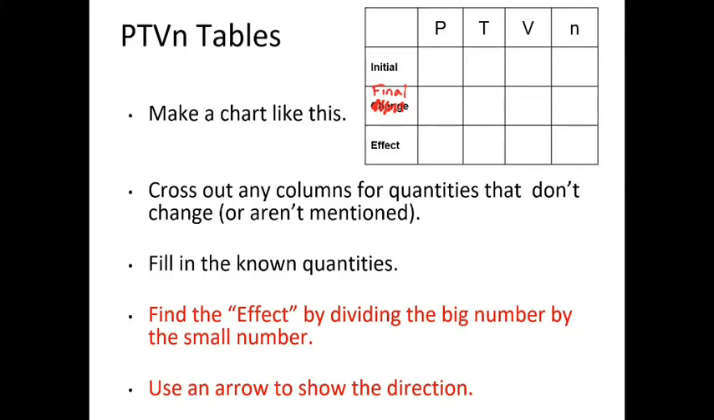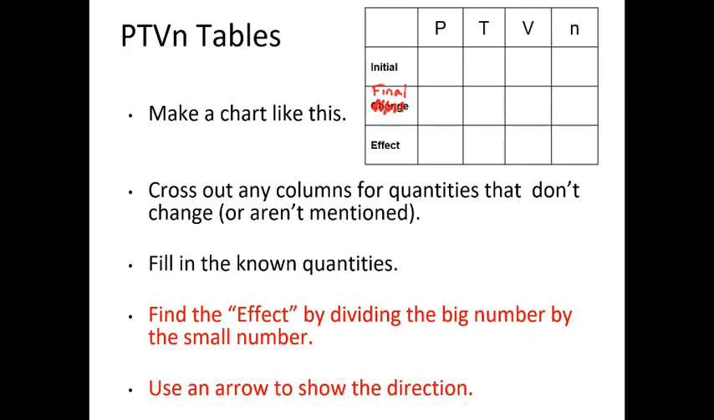So we'll have a chart that looks like that. Some questions are only going to be about pressure and temperature. Some questions will only be about pressure and volume. So the columns we don't use, we'll be able just to mark out, and you'll see me do that with the examples. You're going to fill in the known quantities, and then this is what we did in the simulation activity. You find the effect by dividing the big number by the small number within a column.